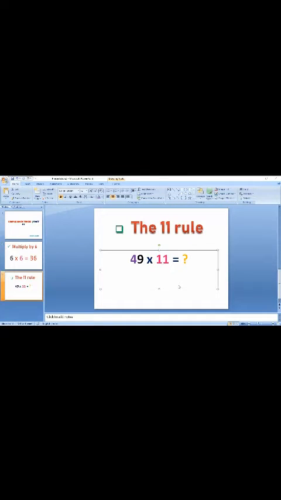And the second trick is going to be the 11 rule. This is a quick way to multiply a two-digit number by 11 in your mind. Let's take 49. So I'm taking 49 as the two-digit number. First, separate the two digits and add them. So add 4 plus 9, and it is what? 4 plus 9 is equal to 13, right? And we'll write 13 aside.